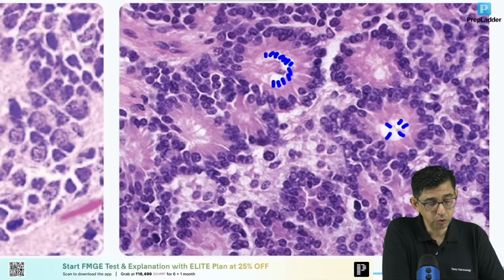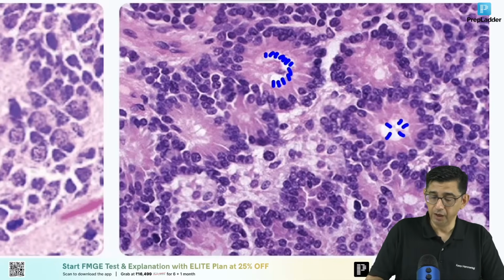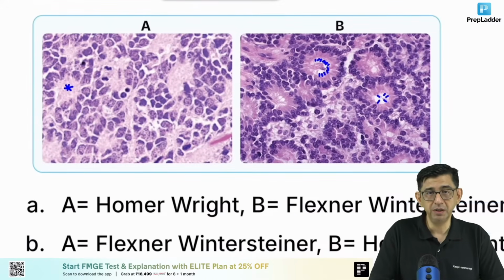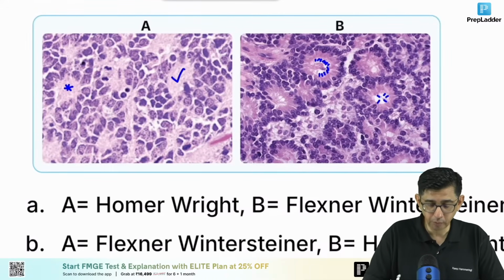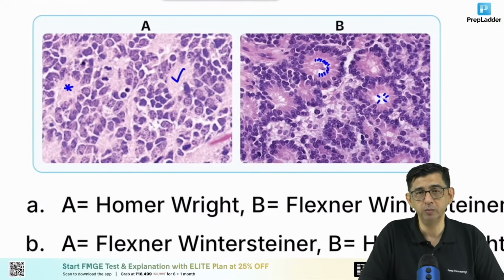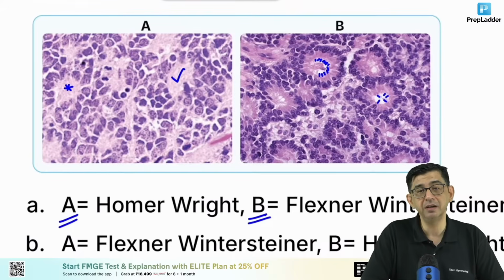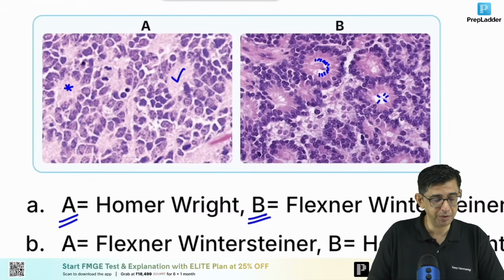No, this is not a pseudo rosette, man. This is still a rosette. Pseudo rosette is where there is a blood vessel present. If you compare the two, both of these are rosettes. The first one has that pinkish material, the neuropil, completely occluding the entire lumen. That is Homer-Wright. And the second one is Flexner-Wintersteiner. Flexner-Wintersteiner will have projections, but there might be some empty spaces present.